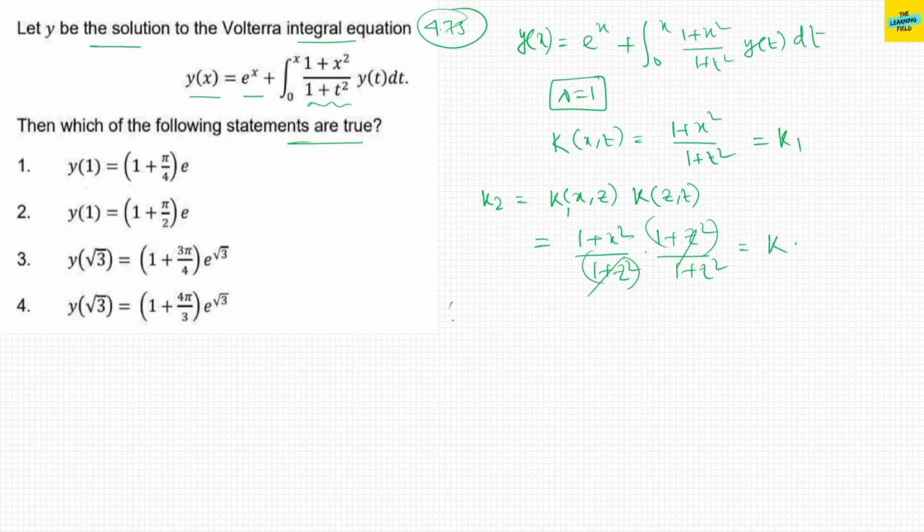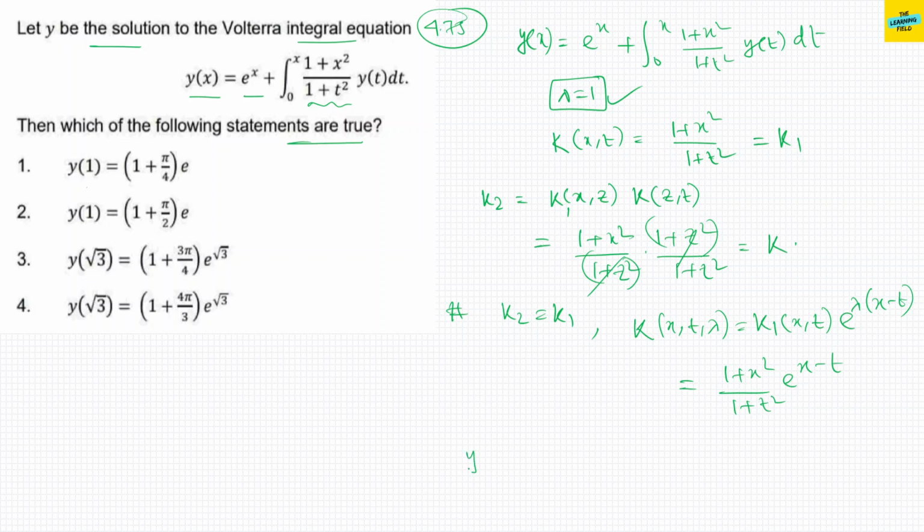Now we have the shortcut trick. If K2 equal to K1, then the resolvent kernel K(x,t;lambda) is equal to K1(x,t) into e to the power lambda into (x minus t). We all know the shortcut trick for the resolvent kernel. So here the resolvent kernel is (1 plus x square) by (1 plus t square) into, the value of lambda here being 1, e to the power (x minus t).